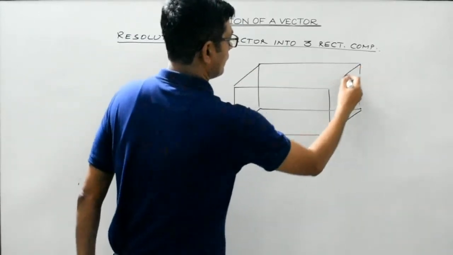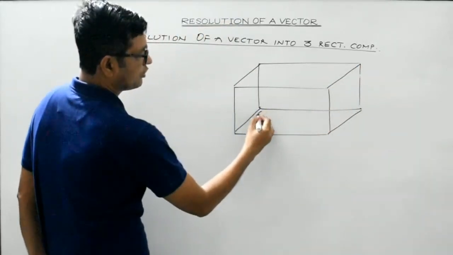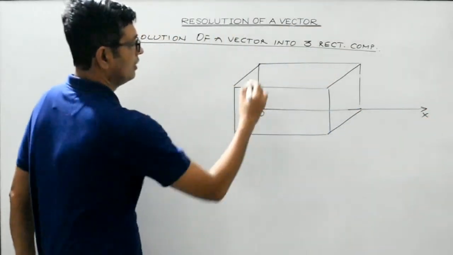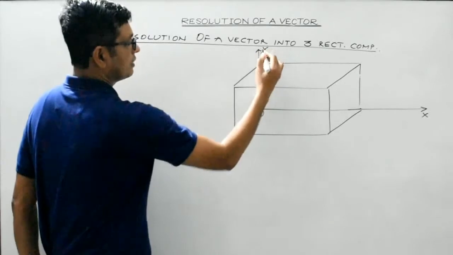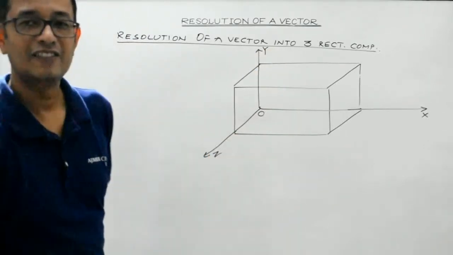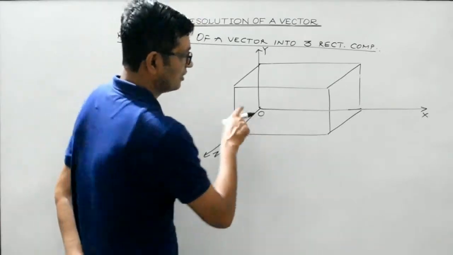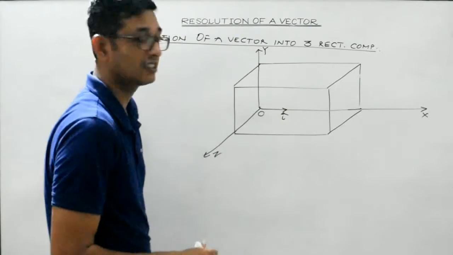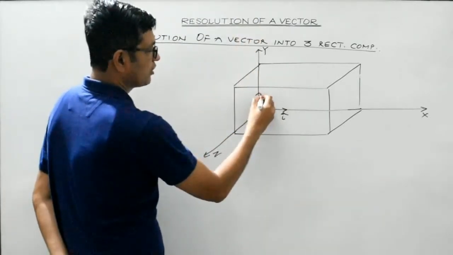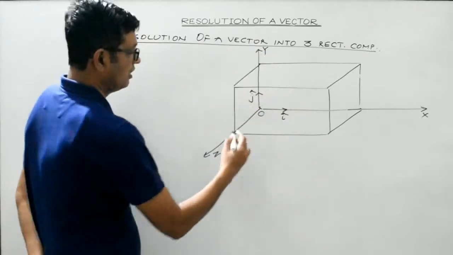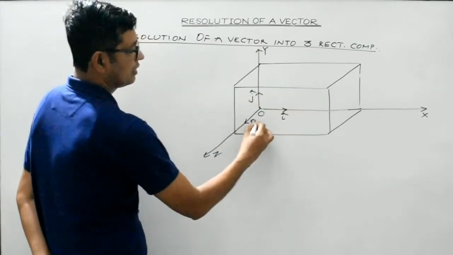Let us consider this to be the origin. Let's consider this to be the x-axis, right? This to be the y-axis, and let us consider this to be the z-axis. Clear, students? So this direction will be given by i cap. No doubt regarding this. Y-axis, its direction is given by j cap. Z-axis, which is along this direction, will be given by k cap.